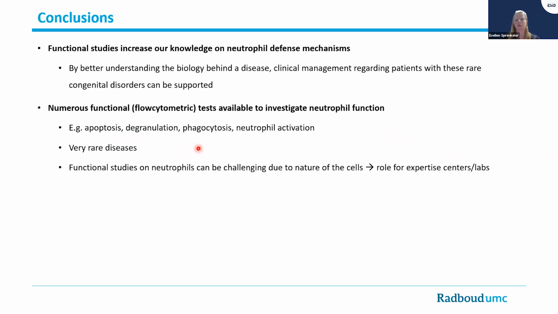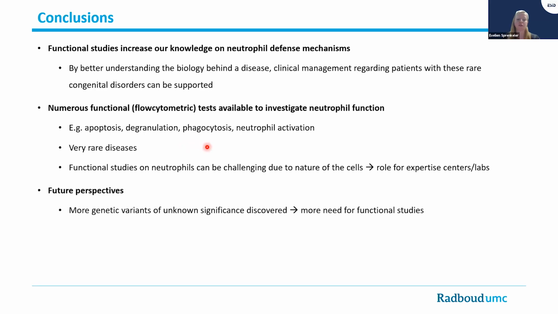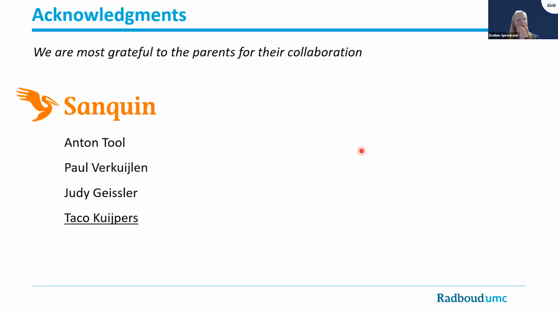So I think there's an important role for the expertise centers and laboratories if you really want to dive deep into neutrophil function. And for the future perspective, as I said, more genetic variants are identified, so I think there also needs to be more functional studies. And with this, I want to conclude my presentation. At least in the Netherlands, Sanquin in Amsterdam is really the expertise center for neutrophil studies. So if you have any interesting patients, I would recommend asking them to think along.